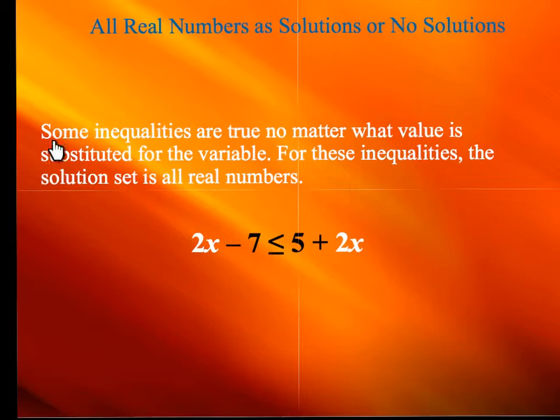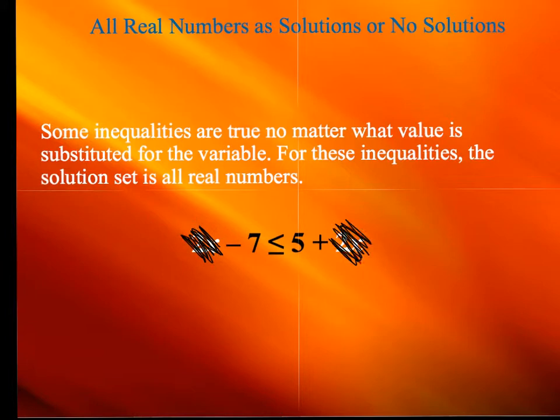So let's go ahead and read what I have here in white. Some inequalities are true no matter what value is substituted for the variable. So no matter what x values I plug in, I'm still going to get a true inequality. For these inequalities, the solution set is all real numbers. Since all real numbers are solution, that is our solution for the problem. So I went ahead and used color coding of black and white for this inequality you see in front of you. And we're actually going to go ahead and scratch out the white. I'm going to take out the 2x and the 2x here.